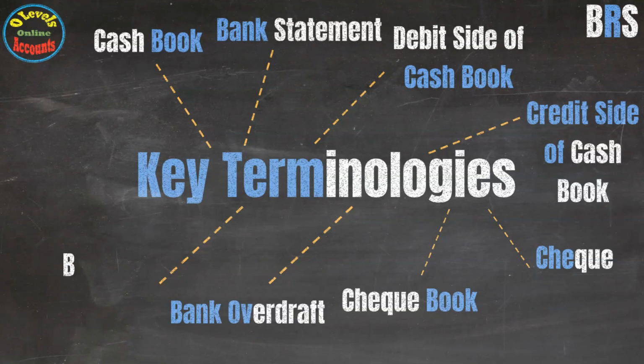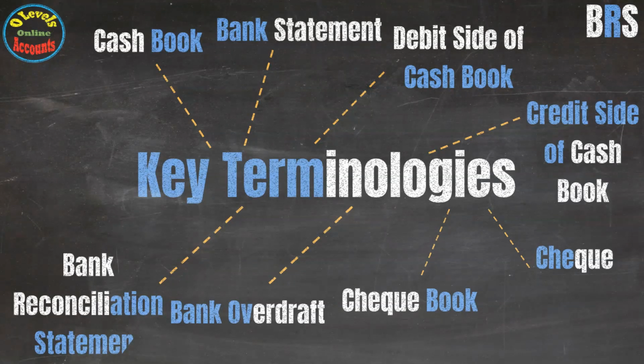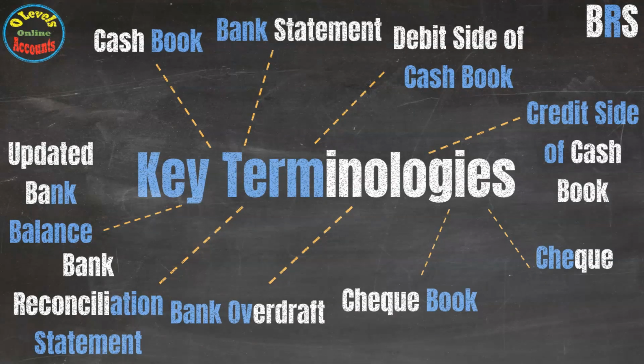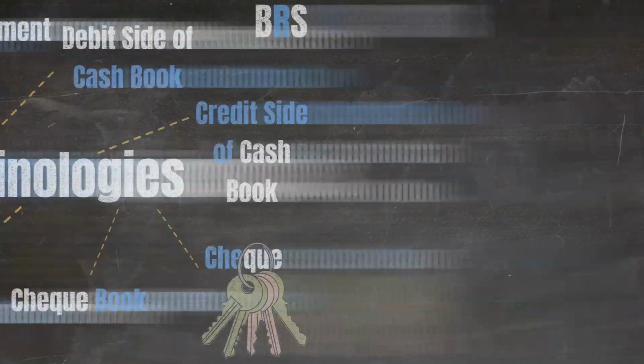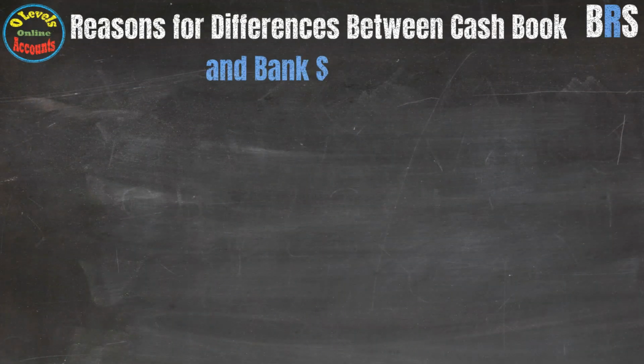The next terminology is bank reconciliation statement. It does not form part of the double entry records of the business. It is a statement which shows that, on a certain date, the bank account and the bank statement balances were reconciled. The last but not least point is updated bank balance. The updated bank balance in the cash book appears in the statement of financial position or the balance sheet. Let's check reasons for the difference between cash book and bank statement. In this slide, we will discuss the reasons for the difference between cash book and bank statement, in the context of the bank reconciliation statement.